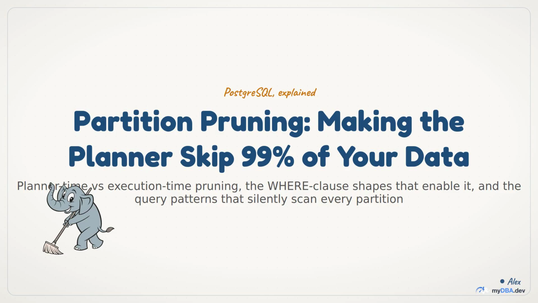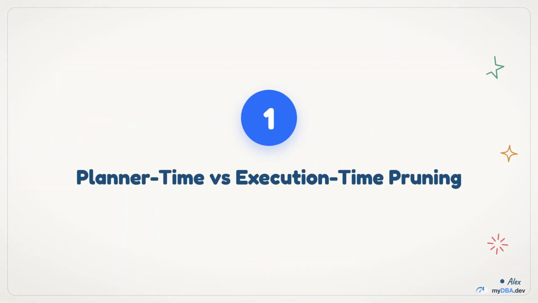But there are query patterns that force execution time pruning or disable pruning completely, and you won't know unless you actually check the plan. All right, there are two flavors of partition pruning. We need to talk about when each one kicks in. What's the difference between planner time and execution time?